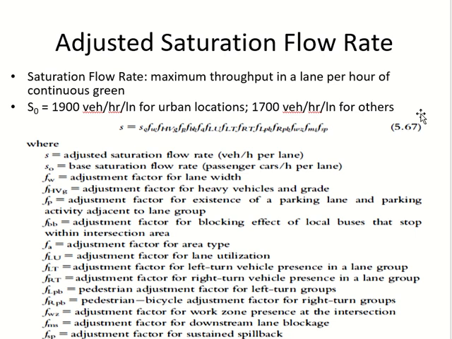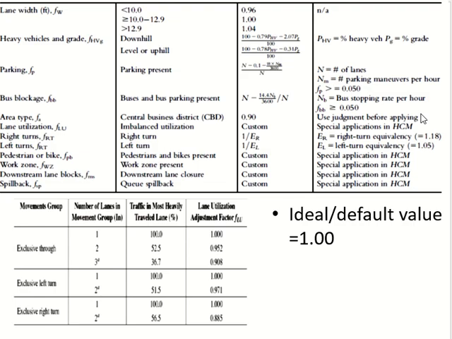Now you can see all these conditions may not apply at the same time. For example, you may not have any bus stop near the intersection, so this factor will not apply. You may not have any spillback, so this factor will not apply. You may not have any work zone, so this factor will be taken out. So you don't have to apply all the factors. You have to look at your lane and see which factor should be applied.